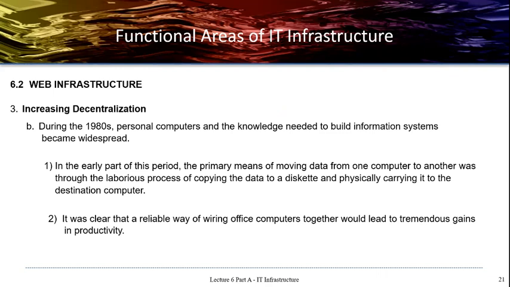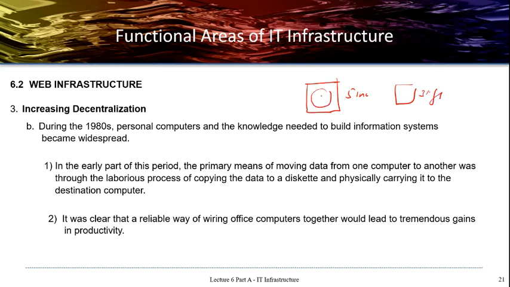Personal computers and the knowledge needed to build information systems became widespread. In the early part of this period, the primary means of moving data from one computer to another was through the laborious process of copying the data to a diskette and physically carrying it to a destination computer. I think this was when the network was not there, no? So this was like a floppy disk. I don't know whether you can remember the 5-inch floppy disk, then came the 3 point something inch floppy.